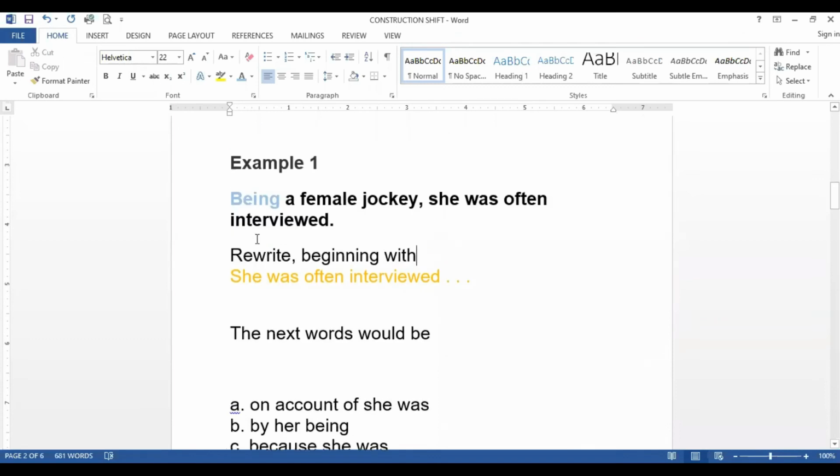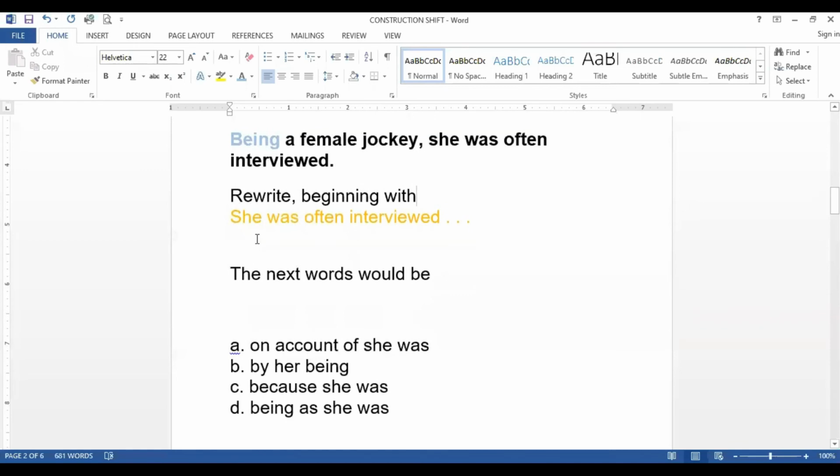Apart from it being our key term, remember your new sentence must sound grammatically correct. And so when you put that new sentence, the reconstructed sentence with some of the options, as soon as you start reading that out loud, it doesn't sound right. That's why I'm telling you, when you're doing reconstruction of the sentence, always just scribble it on a paper so you know which option is correct. And you can also do it in your mind too. So she was often interviewed because she was a female jockey, right?